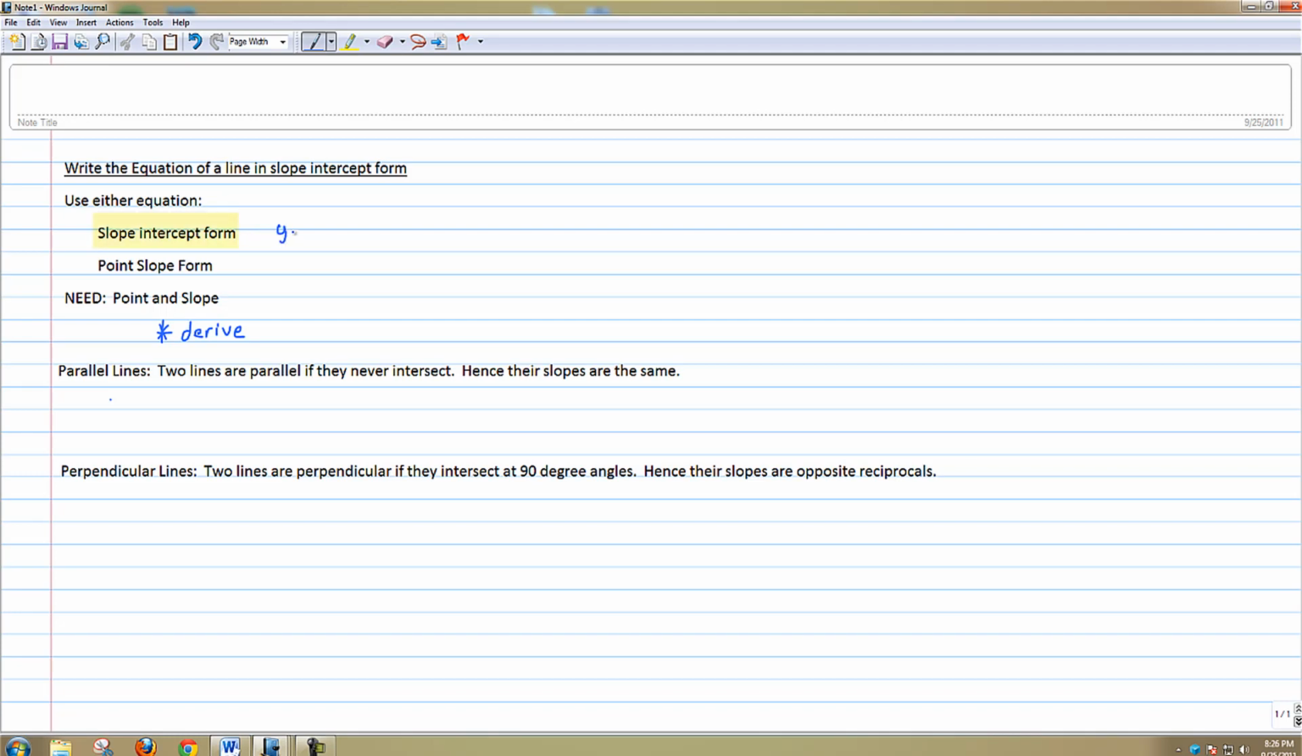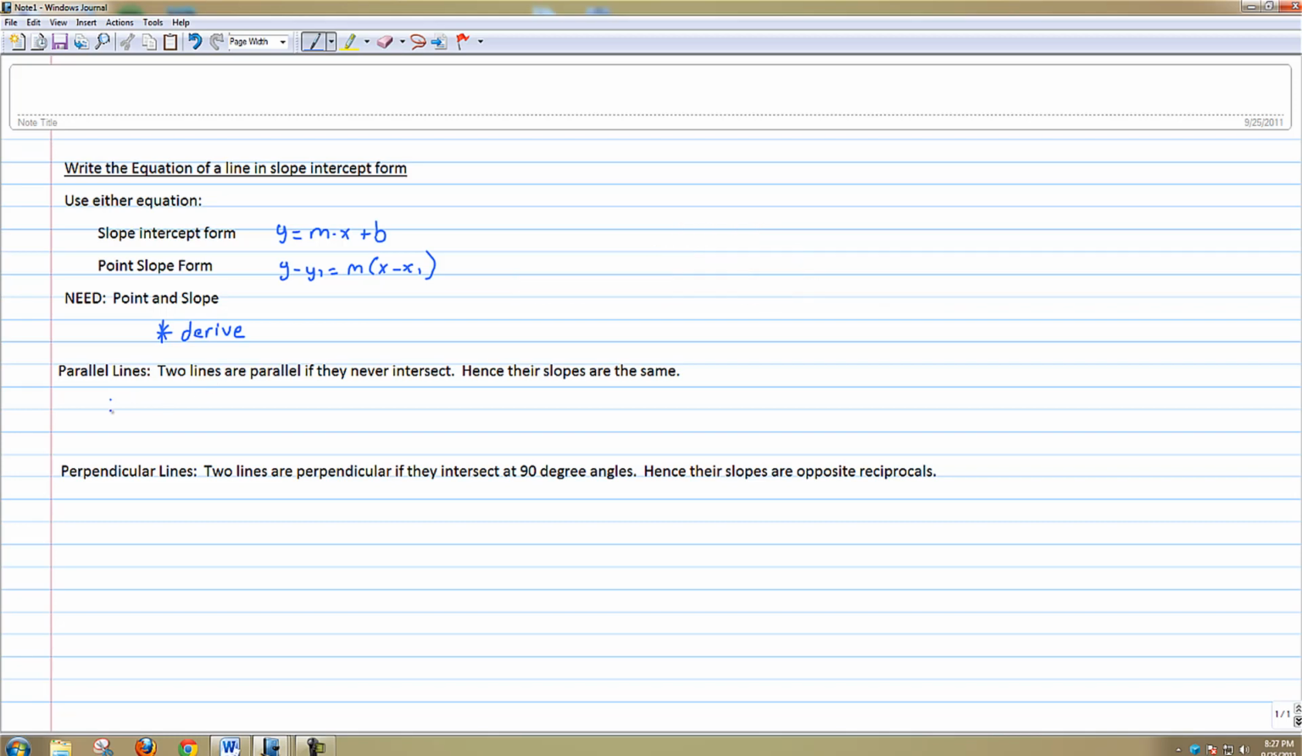In order to write the equation of a line, we use one of 2 equations. We use slope-intercept form, which is y equals m times x plus b, or we use point-slope form, which is y minus y sub 1 equals m times the quantity x minus x sub 1. And in both formulas, m represents the slope, b represents the y-intercept, and x1 and y1 represent the coordinates of your specific point that's given in the problem.